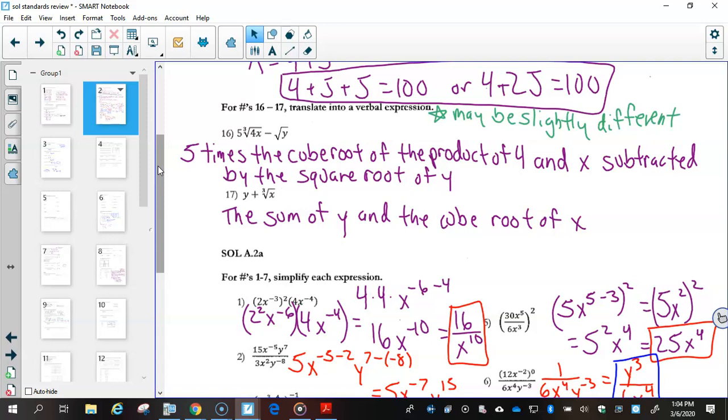The 5 cube square root. That still makes sense. So I said 5 cube root square of 4 times x. So you have to say that they're multiplied. Okay. Unless you say 5 of.